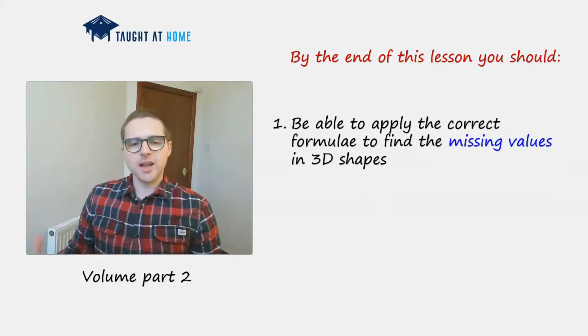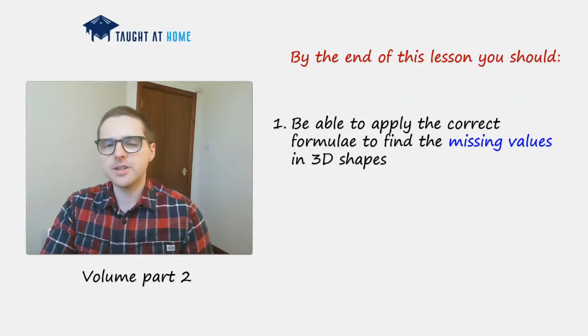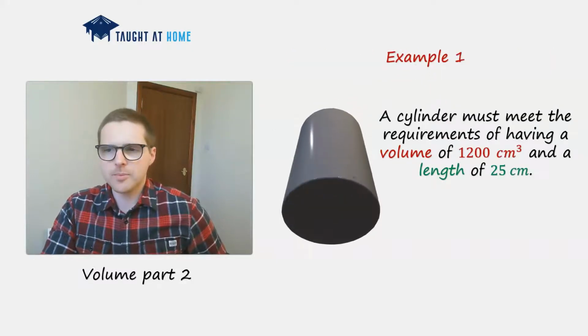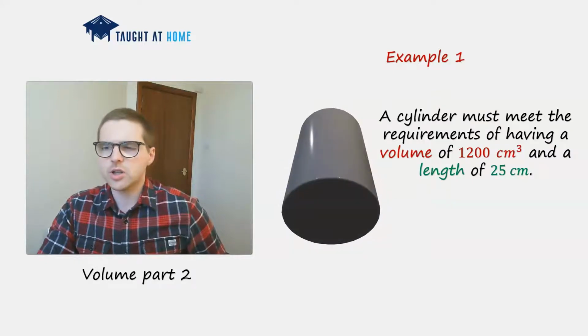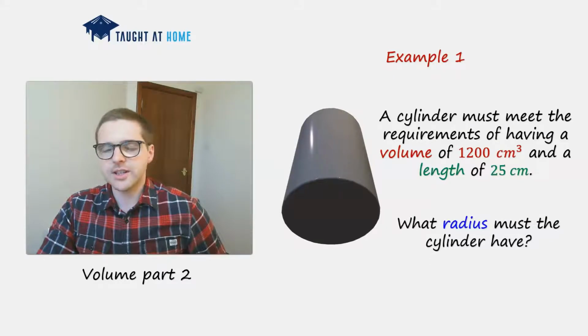Let's look at applying the formula of the shapes to find the missing values, such as the diameter or the radius or a length. So example 1, we've got a cylinder and it must meet the requirements of having a volume of 1200 cubic centimeters, and it needs to have a length of 25 centimeters. So what radius must the cylinder have?